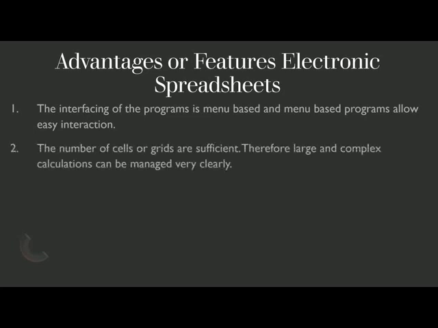The next one, number of cells or grids are sufficient. Therefore, large and complex calculations can be managed very clearly. From the version 2007 and later versions of Excel, we have around 1,048,576 rows and 16,384 columns. When we have so many rows and columns, we can perform simple, large and complex calculations in a systematic manner.